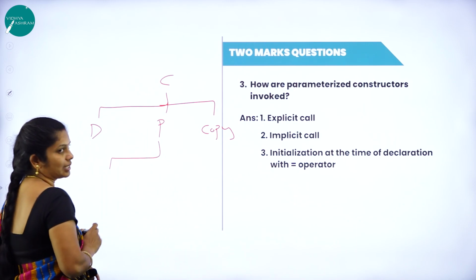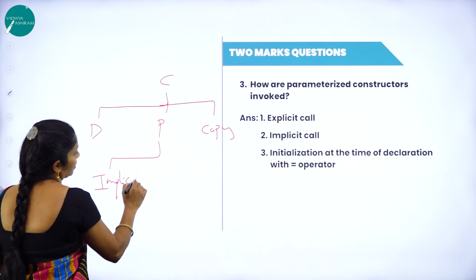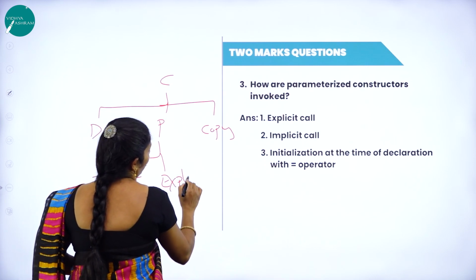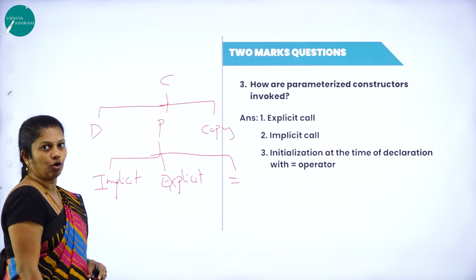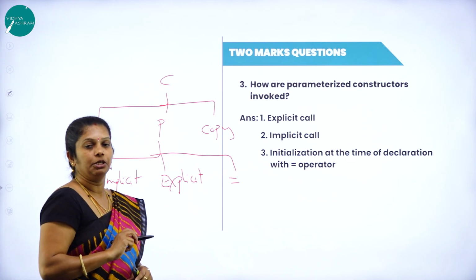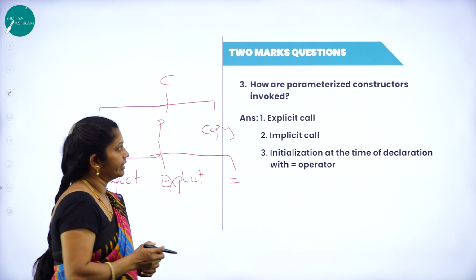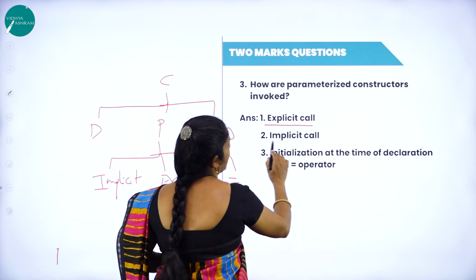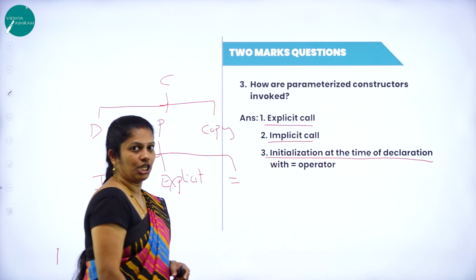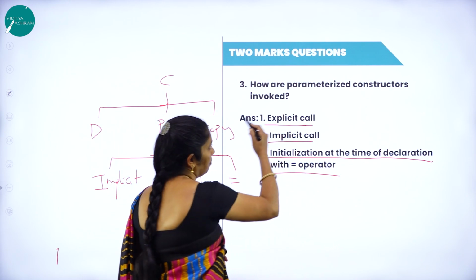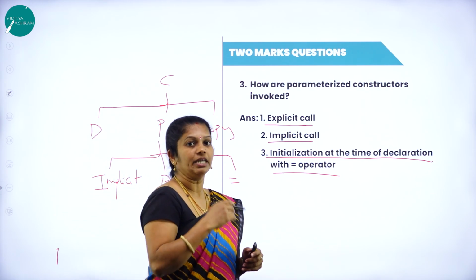But when you come to the parameterized constructor, it can be invoked in three methods. One is implicit call, another is explicit call, and another is initialization at the time of declaration with the assignment operator. By these three methods, we can invoke the parameterized constructor. Invoked is nothing but called.